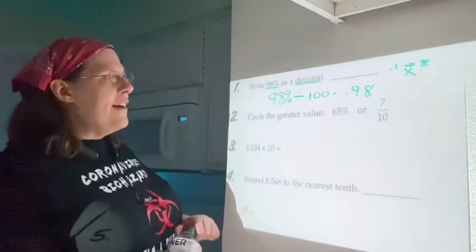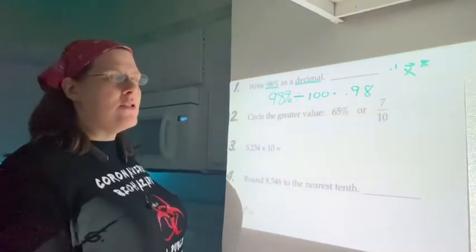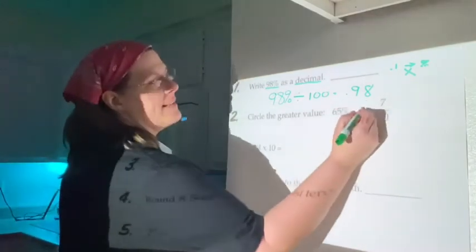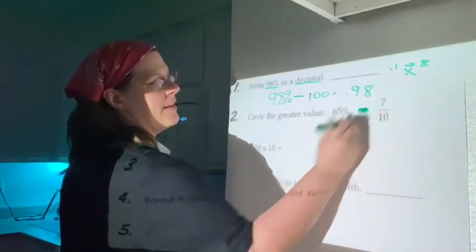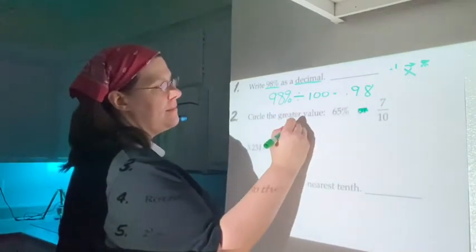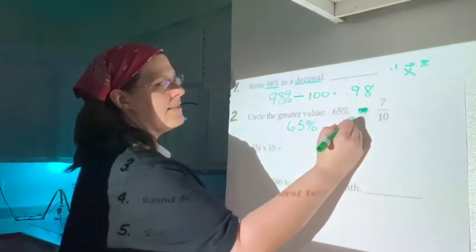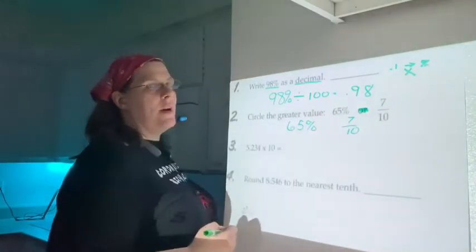Circle the greater value. Ooh, bigger. I think we should pull out the monster. So which one's going to be bigger? We have 65% or we have 7/10. Which one is the monster going to eat?